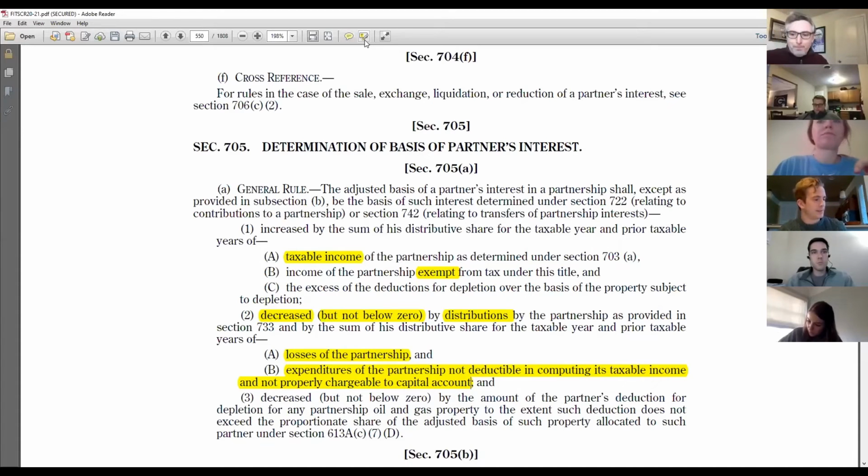And then another difference is the treatment of partnership debt. So if you have debt in the partnership, the partnership has borrowed money, we have some different treatment here. And for that, we need to take a look at section 752 of the code.